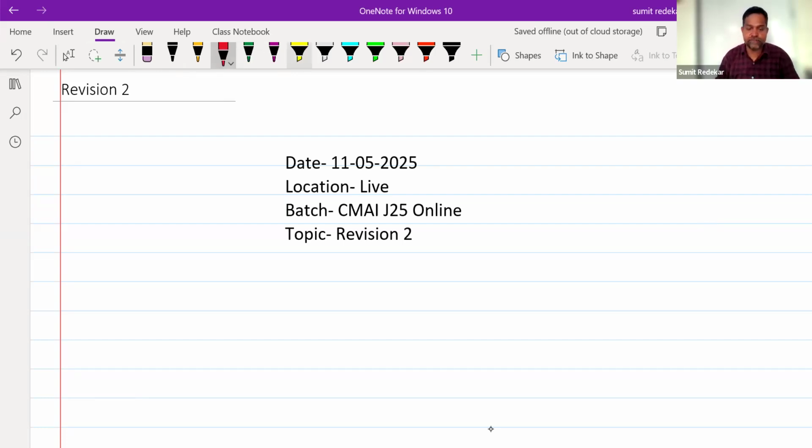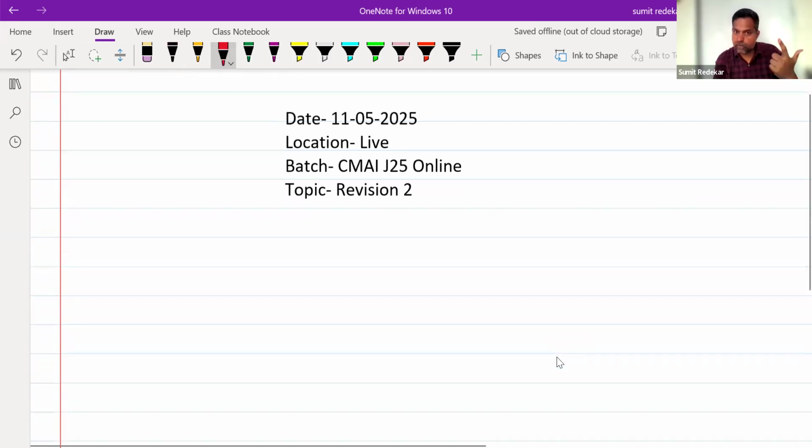So far, we are done with forecasting, time and motion, capacity, location planning. We now move into productivity management. Productivity management in the workbook starts somewhere around page number 29. Let's start with the first question.